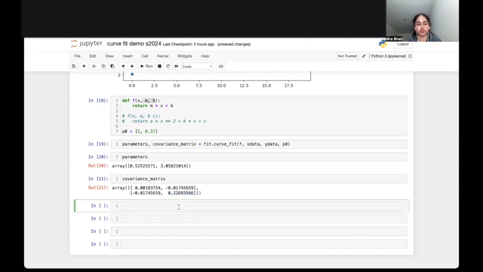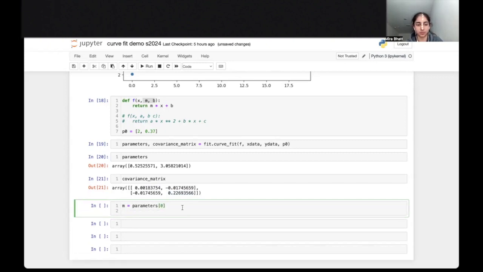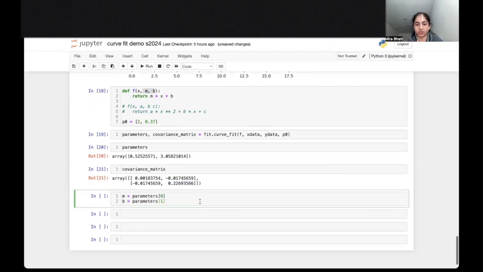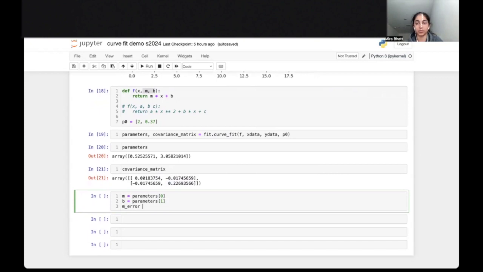So let's extract all of our things and save them as variables to make it a little bit easier for us. I'll call this m, and we're going to have some redundant names floating around, but it's okay. This is the first element of the parameters array, and b will be the second element in the parameters array. And then we'll pull out our errors too.